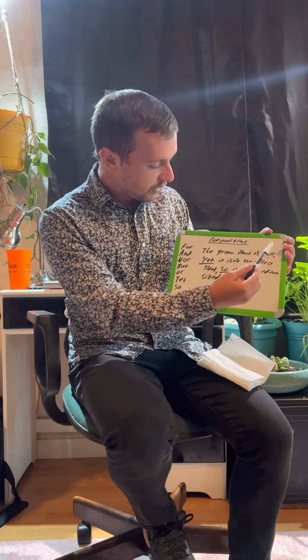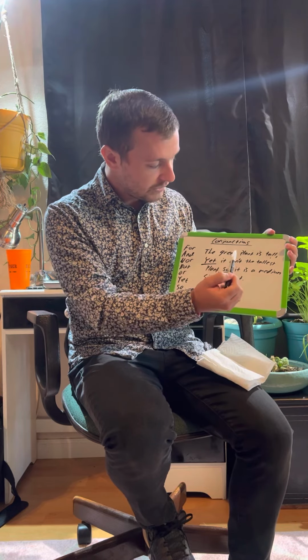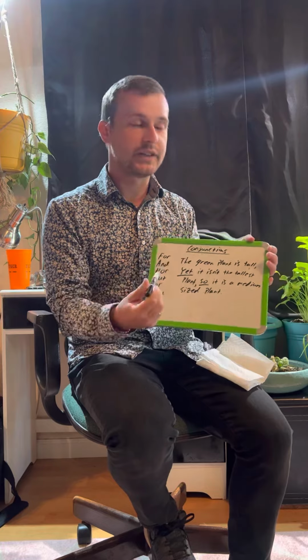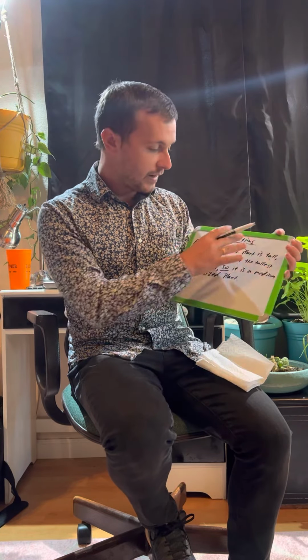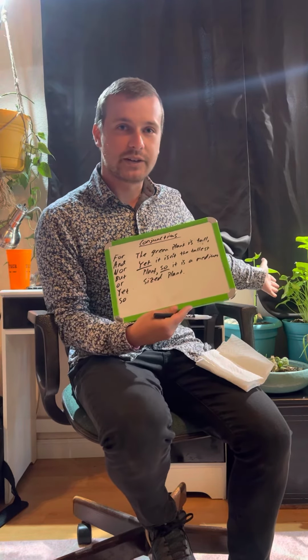The green plant is tall, yet it isn't the tallest plant, so it is a medium-sized plant. We know so much more about the plant. It's a much better sentence, and I've made a complete description of this poor little guy here. I feel like I've been a little rude to him. I could have been nicer to the plant. So does that make sense?